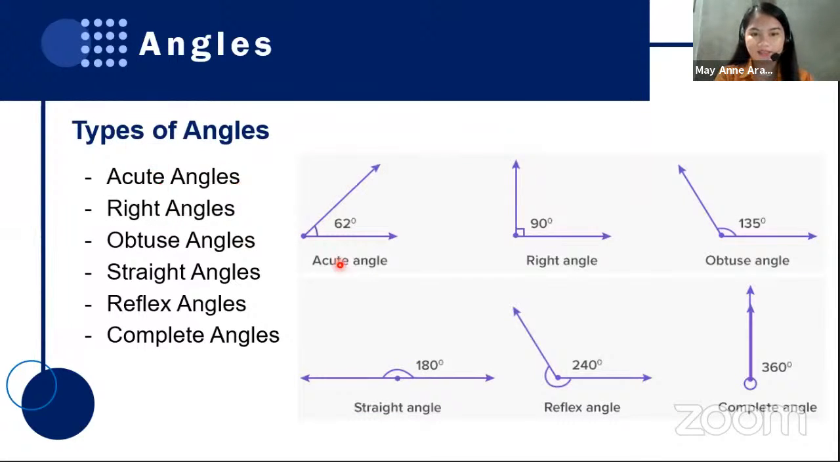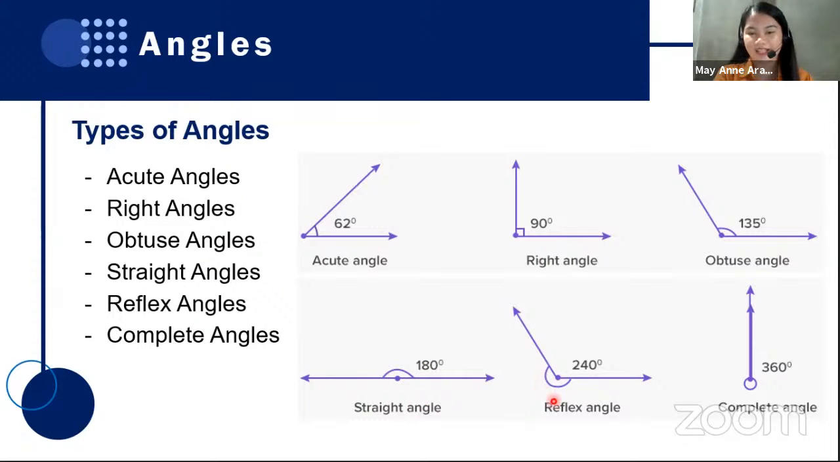The acute angle, so just look at the figure, measures between 0 degrees and 90 degrees. And for right angles, a right angle measures exactly 90 degrees. And obtuse angles, okay, we have here, for example, 135 degrees, so between 90 and 180 degrees. And for straight angles, remember that the measure of a straight angle is 180 degrees.